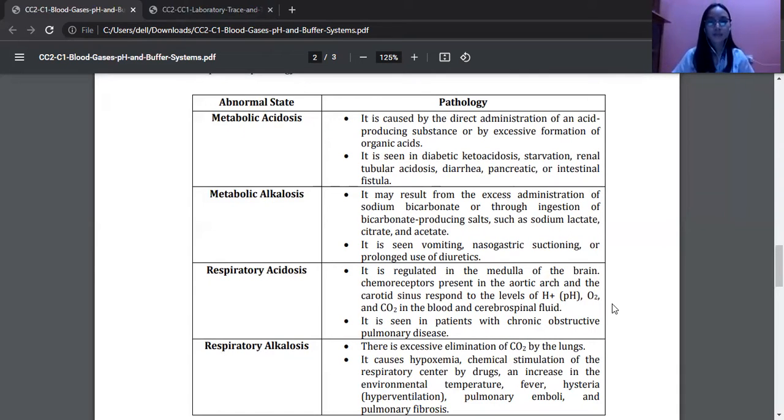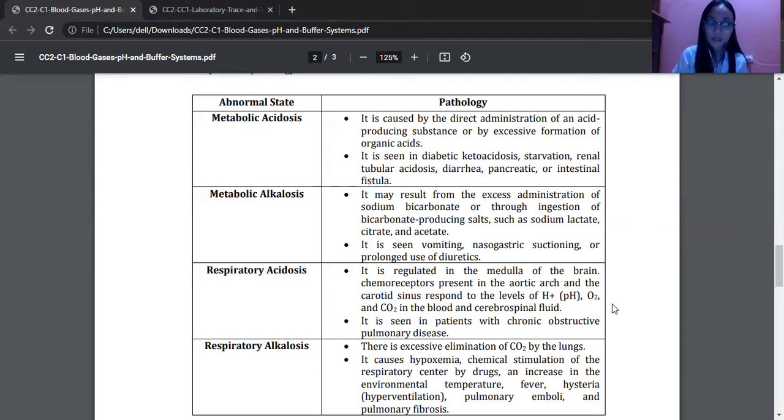and the disorder caused by the metabolic or renal dysfunction is what you call metabolic acidosis and metabolic alkalosis, and the primary organ affected is the kidney, which changes the level of bicarbonate.